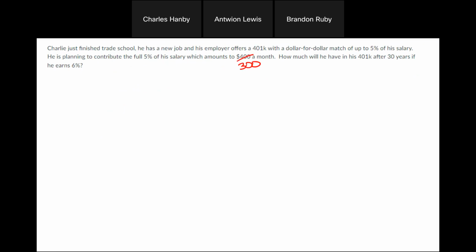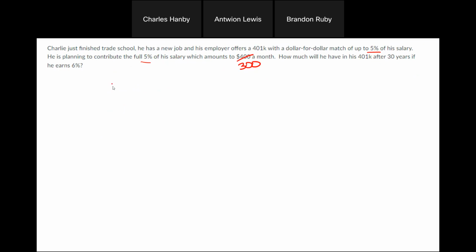So anyway, Charlie just finished trade school. He has a new job. His employer offers a 401k with a dollar for dollar match up to 5% of his salary. He's planning to contribute the full 5% of his salary, which amounts to $300 a month. How much will he have in his 401k after 30 years if he earns 6%?